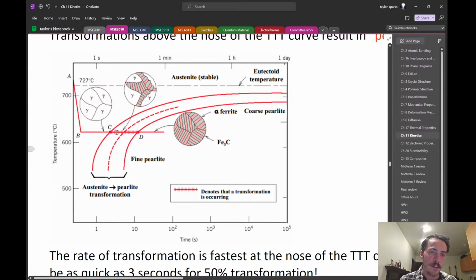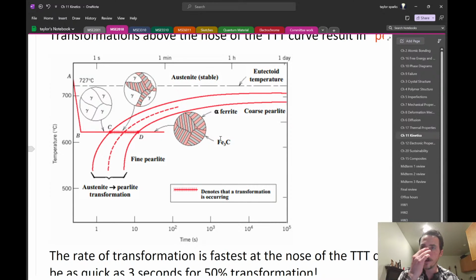Now, if you hold that all the way through to about 10 seconds, between 2 seconds and 10 seconds, roughly, you get complete transformation of pure austenite to pearlite, which is a mixture of alpha ferrite and Fe3C cementite. So these diagrams are super useful because they're telling you not just the thermodynamics, they're telling you from a kinetic standpoint what should happen.